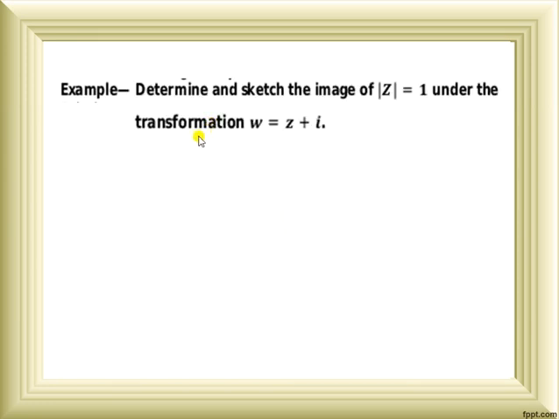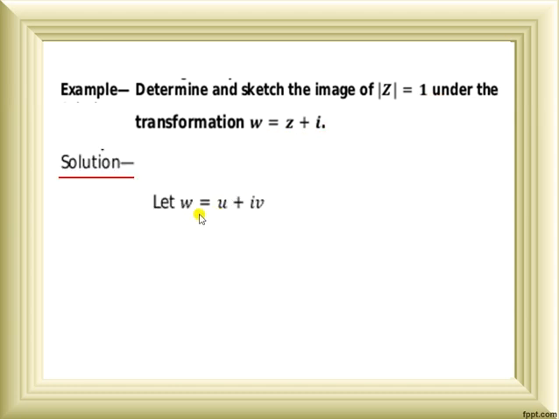Let us look at the first problem under this category: determine and sketch the image of mod z equal to 1 under the transformation w equal to z plus i. The given sketch in the z plane, mod z equal to 1, is nothing but a unit circle with center 0, 0 and radius 1. We use the transformation w equal to z plus i, find the transformation in the w plane, and sketch both the z plane and w plane.